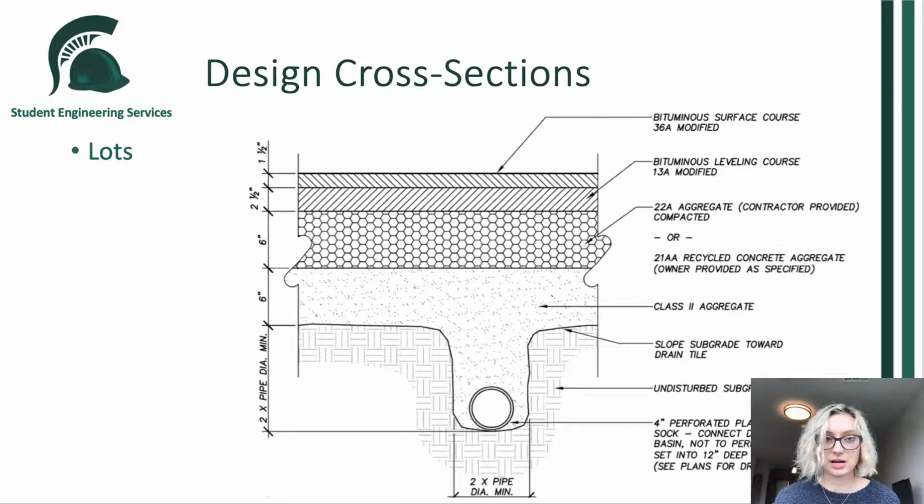This was the cross-section that was found for the parking lots. This is actually made available to the public by MSU. You can find it with a Google search. We decided to mill off 2 inches in all of the lots within the scope.